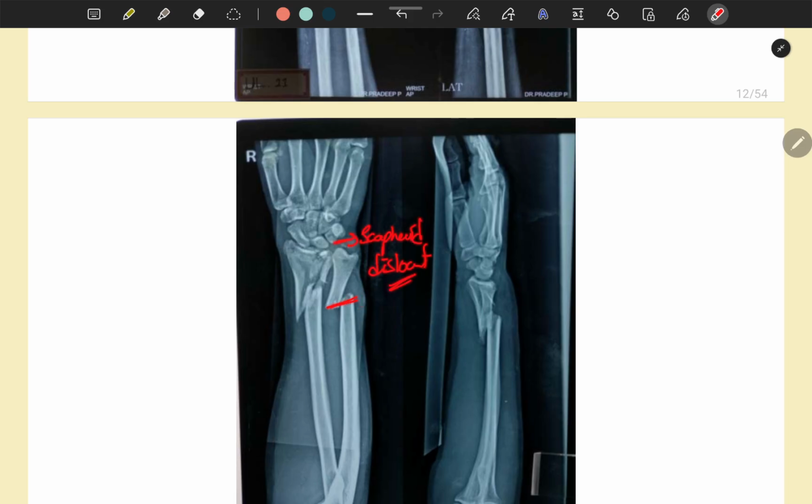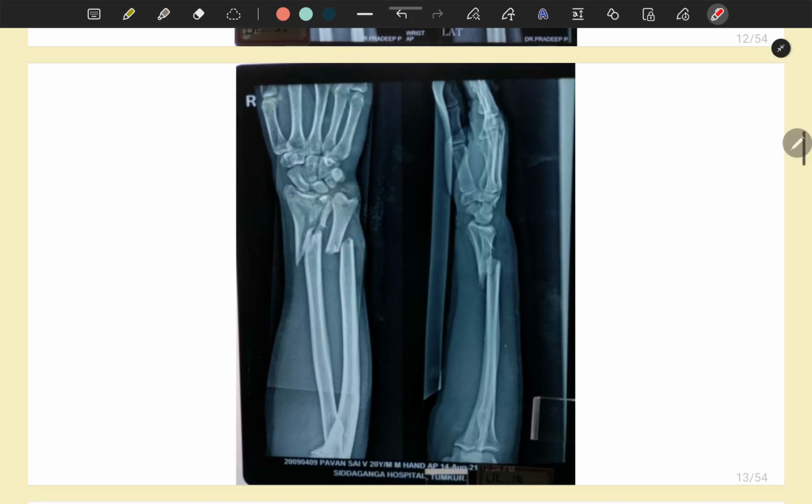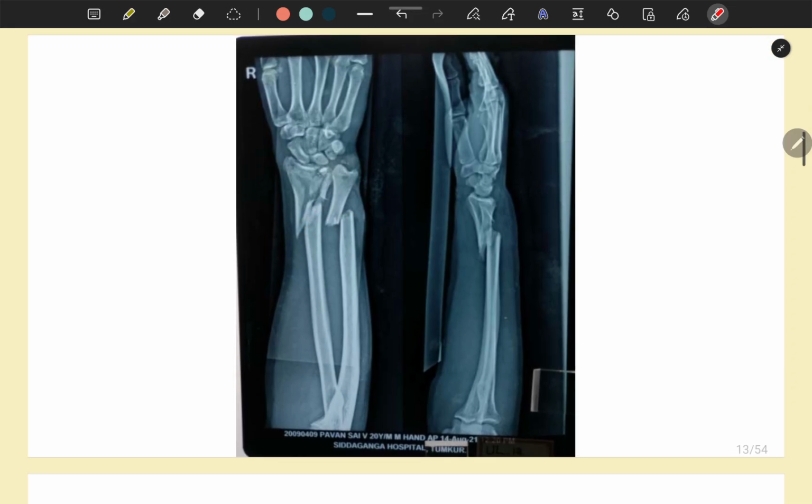And here the shaft of which bone is it? Ulna, I think so. This is the ulna and radius. Both have been broken. Okay. Here the lower end. This is AP and this is PA. No, sorry. This is AP view. This is lateral view.